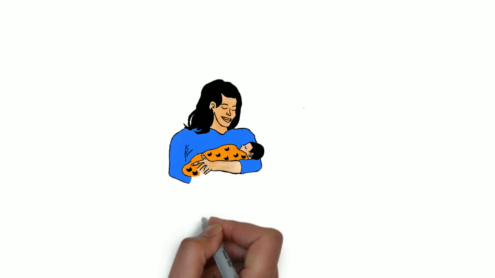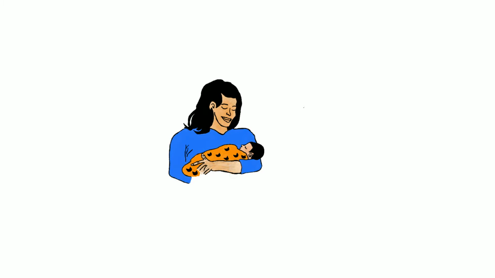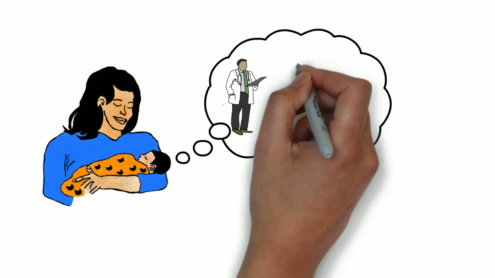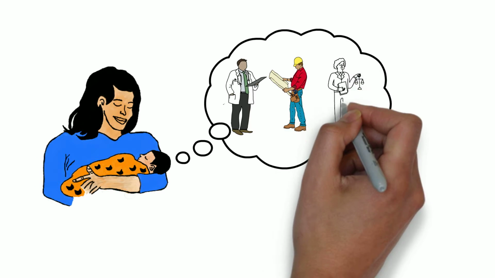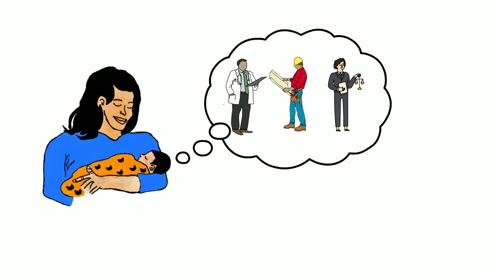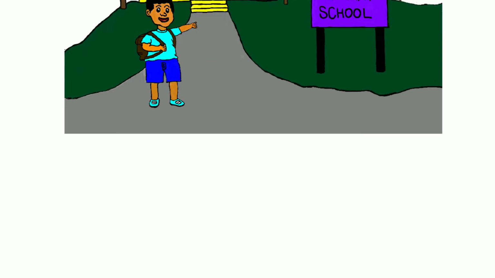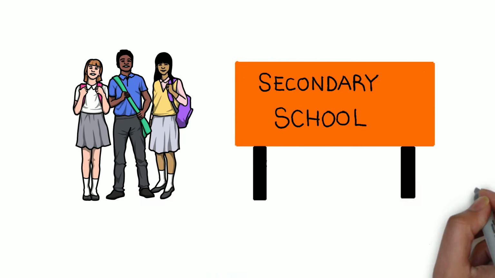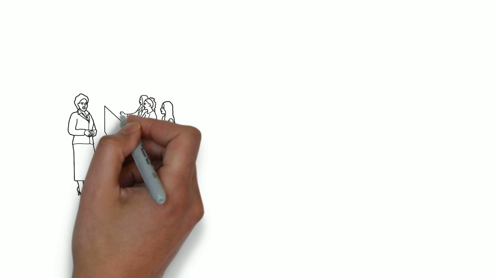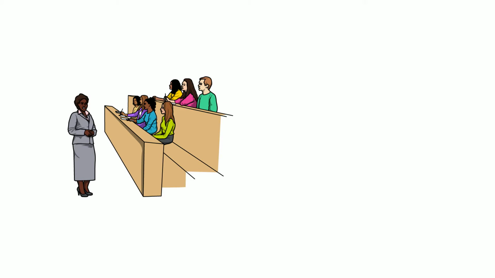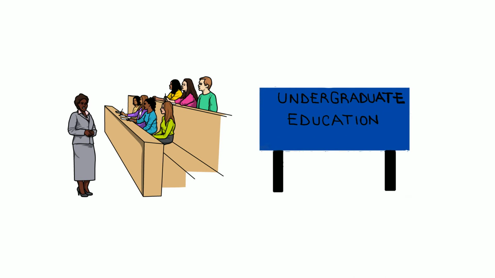Now, when we were born, our parents always wanted us to go to school to become medical doctors, engineers, lawyers, and so many other professions. To become any of these professions, the first step was to enroll us for primary school education, also called elementary education. After completing primary school, we obtained secondary school education, after which we got admitted into a university to study the course of our choice. This is called undergraduate education.